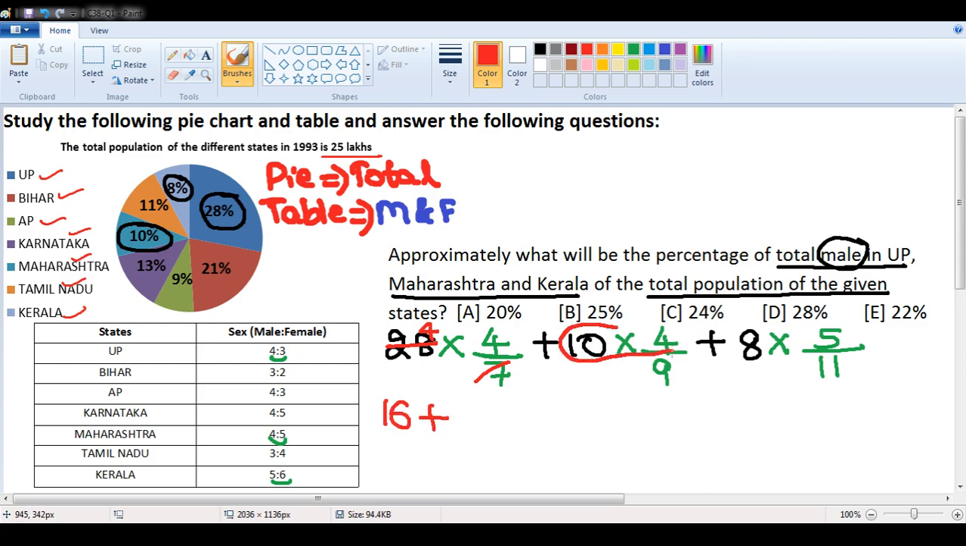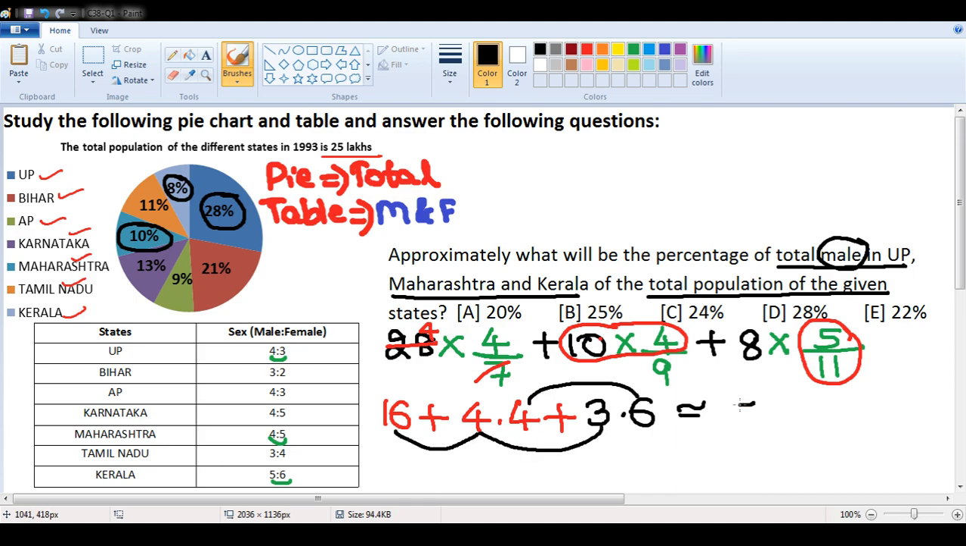4 by 9 is 44.44 percentage, or it is 0.44. 0.44 into 10 is 4.4. Similarly, 5 by 11 is 45.55 percentage, right? Multiply by 8, you will get it as 3.6. Approximately your value is 16 plus 4, 20, 23.4. Answer is 24 percentage.